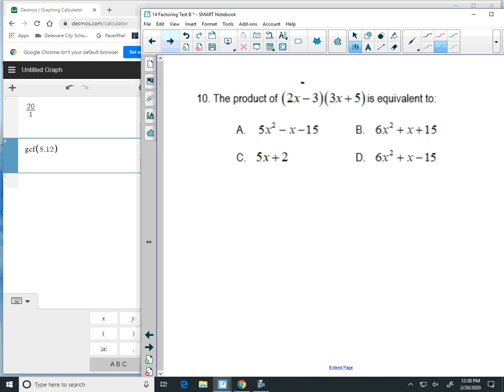Okay, so the directions say we've been given factor form, and what we have to do is pick which one is equivalent. So this is factor form. Here are the trinomials that could match. So one option would be to double distribute.